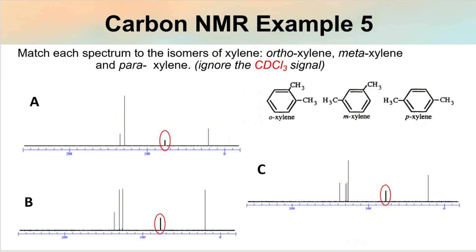All right, so another question: match each spectrum to the isomers of xylene. So we have ortho, meta, and paraxylene here, and we're told to ignore our solvent peak at 77 ppm. I think one important thing that we need to do firstly is to draw our lines of symmetry. So let's do that, and pardon me for my less than straight lines.